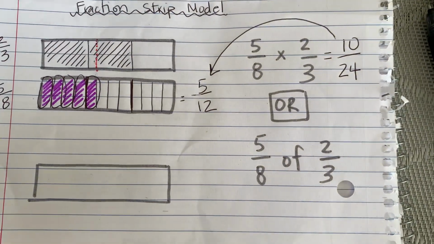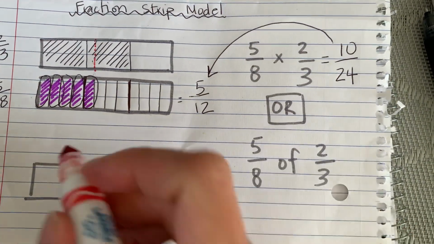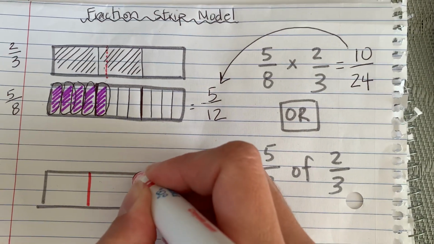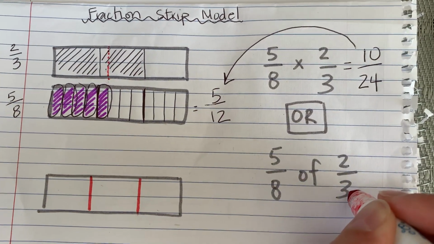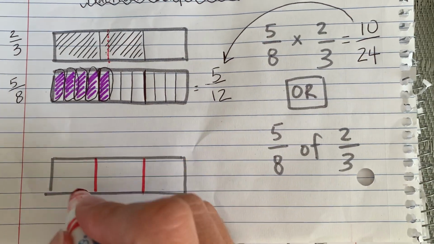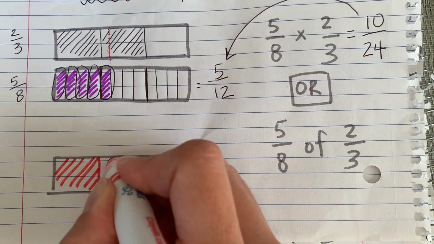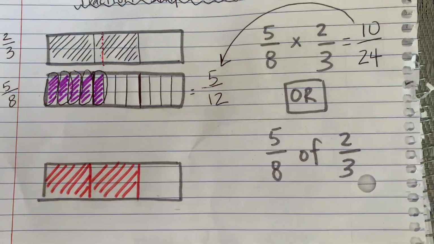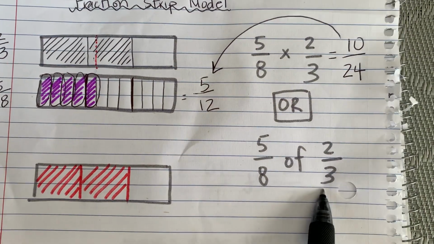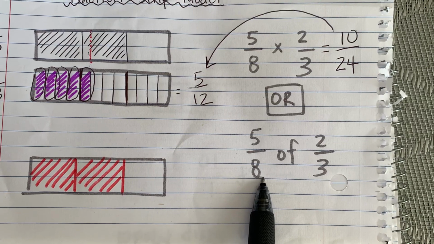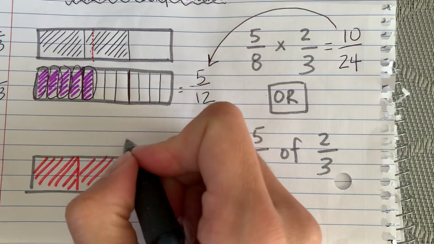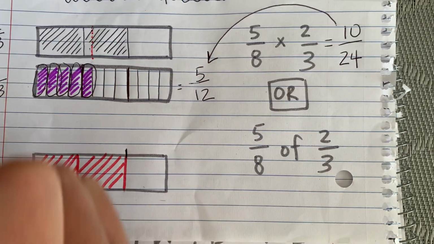So again, 5/8 of 2/3. So I'm starting off with my second number here, my multiplication sentence to show 2/3. So 2/3, I am shading in. Now again, out of these 2/3, I need to show 5/8. So again, I'm stopping at where my 2/3 would be.